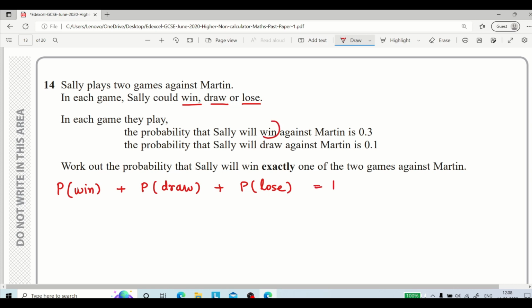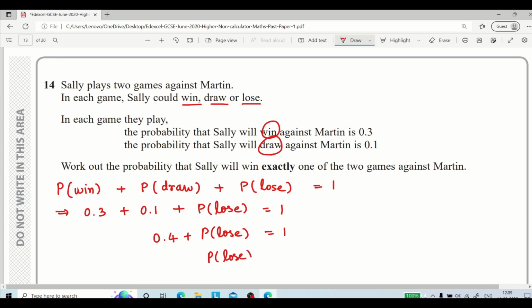It's already given for win and draw. You need to find out for lose. So this implies win is how much? 0.3. Draw is how much? 0.1. P of lose is 1 minus (0.3 plus 0.1), so the probability of lose is going to be 1 minus 0.4, that is 0.6.